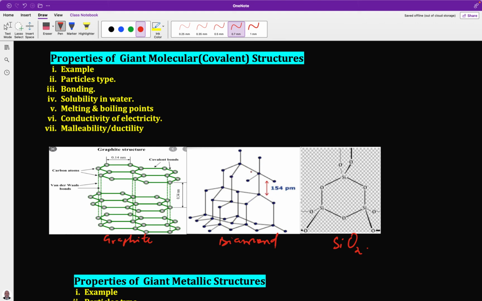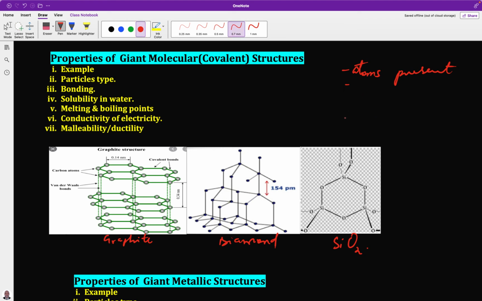So the examples of this type of structure are graphite, diamond, and silicon dioxide. But what are the types of particles present here? We cannot talk of ions; there are no ions here. The particles present are atoms only.